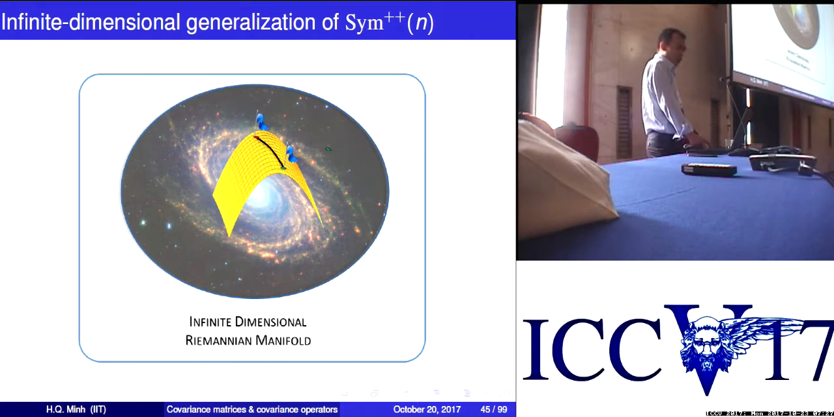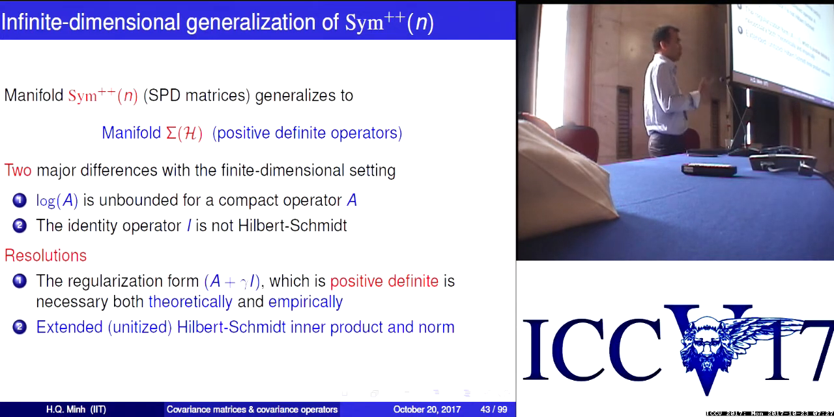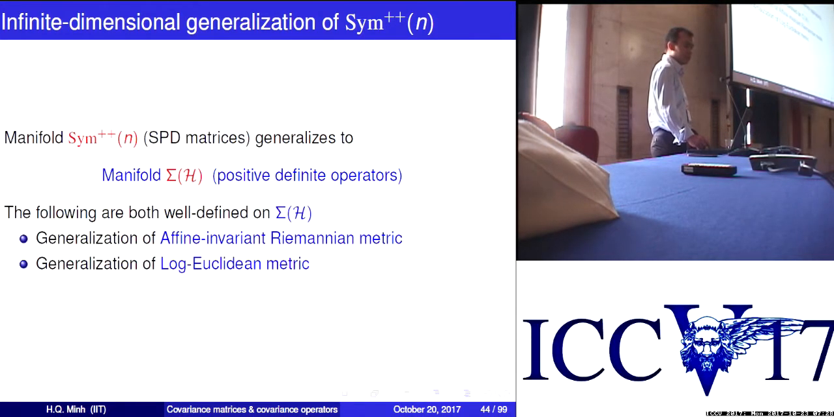So now let's talk about the view of Bayesian. So now we have an infinite dimensional Riemannian manifold instead of a finite dimensional Riemannian manifold. So we just have to think about these two ingredients: the regularization A plus gamma I and the extended Hilbert-Schmidt inner product. Everything else, the formulas are actually pretty much the same.